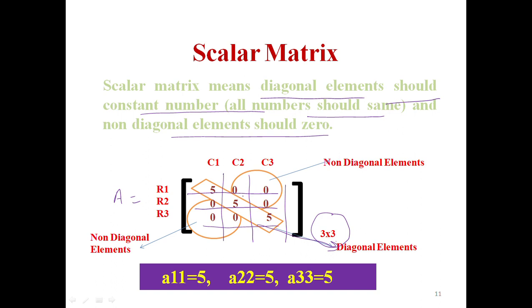If anyone asks you the value of second row, third column, you can say that it is 0, because A11's value is 5, A12's value is 0, A13's value is 0, A21's value is 0, A22's value is 5, A23's value is 0, and A31's value is 0, A32's value is 0, A33's value is 5. And this is the scalar matrix.